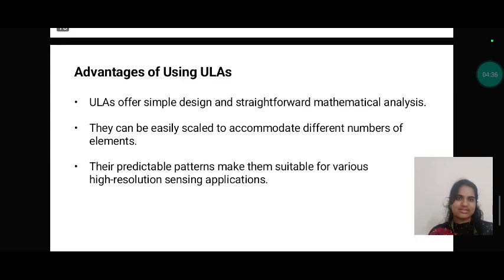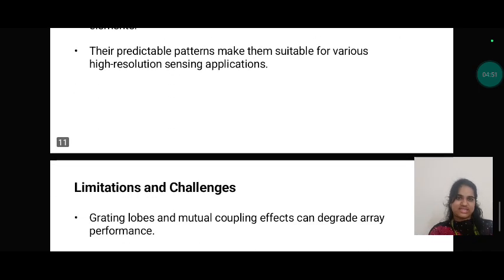These are the advantages. ULAs offer a simple design and straightforward mathematical analysis. They can be easily scaled to accommodate different numbers of elements. They have predictable patterns, making them suitable for various high resolution and sensing applications.